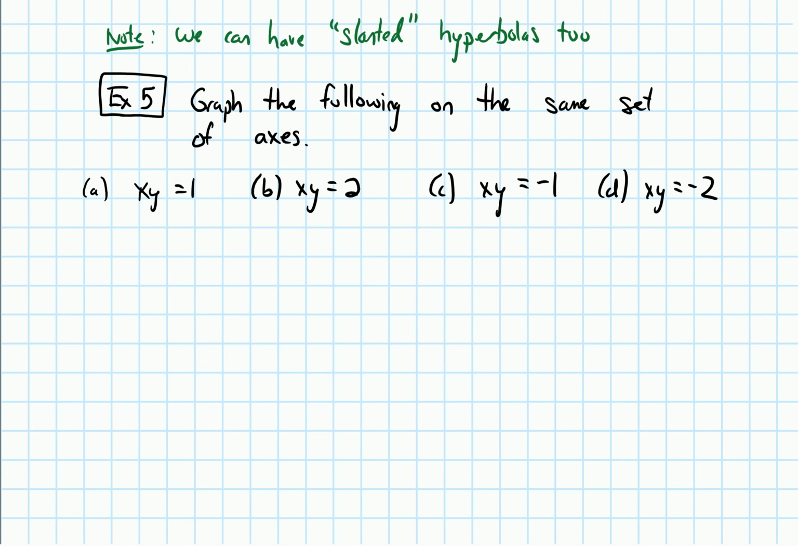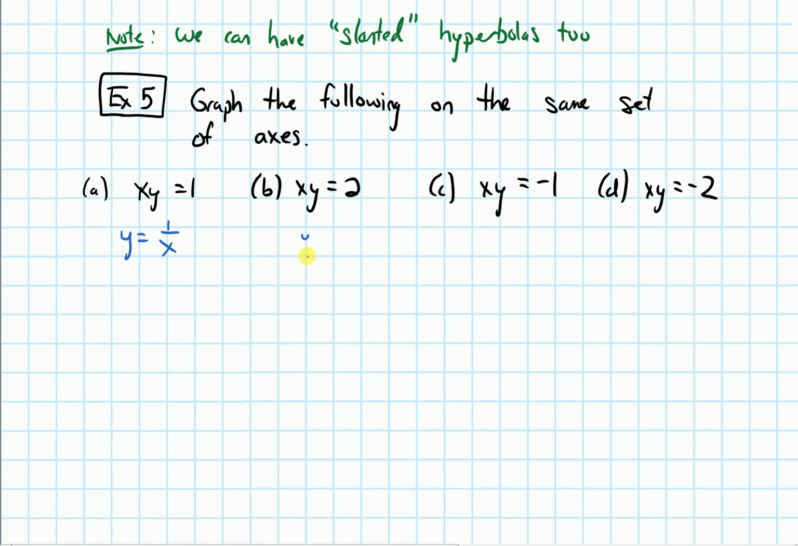So here's the example I want to do. Let's graph the following on the same set of axes. So we have these 4 equations, and I want to draw their graphs on the same set of axes. So the first thing I'll do is I'll just isolate y in each of these. So in the first one, I get y equals 1 over x. And that equation looks familiar. We know what the graph of this is.